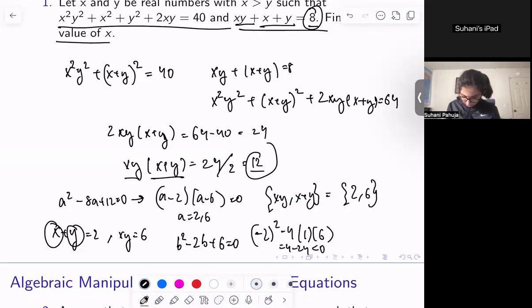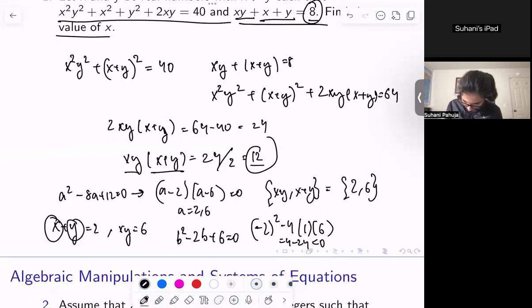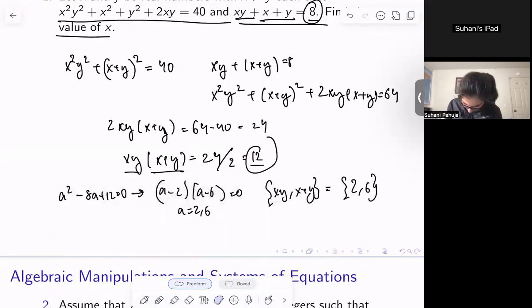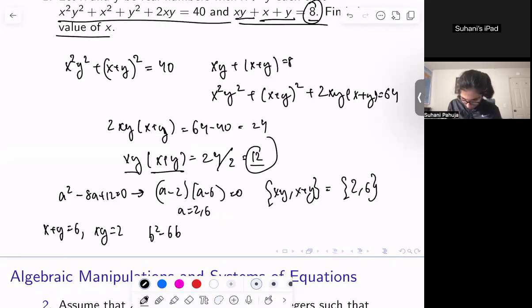So there are no real roots to this, and we know that x and y are real numbers, which means we need to try the other possibility, where x plus y is 6 and xy is 2. We can erase this because it did not work. So x and y would be the roots of the quadratic b squared minus 6b plus 2 is equal to 0. Here, in fact, the discriminant is greater than 0.